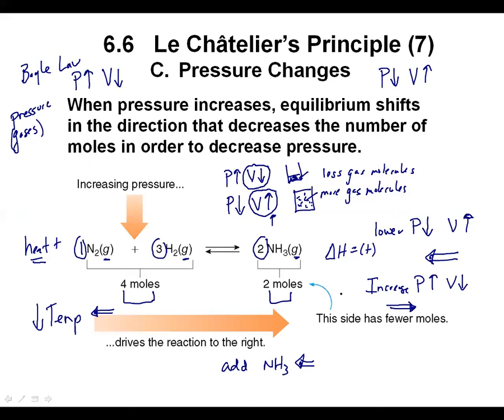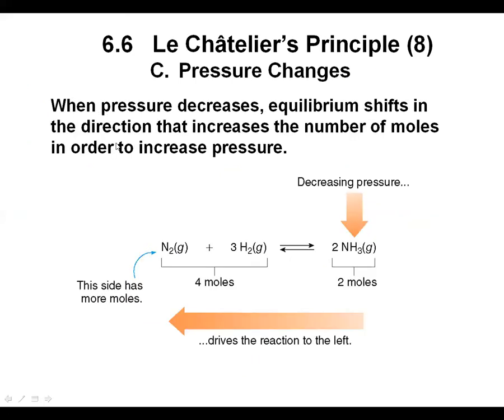Let's see if we have another example of pressure and volume here. So this was the same one, decreasing the pressure. Again, decreasing the pressure means that the volume is increasing. Again, larger volume, more gas molecules, why we're again shifting to the left in this case.